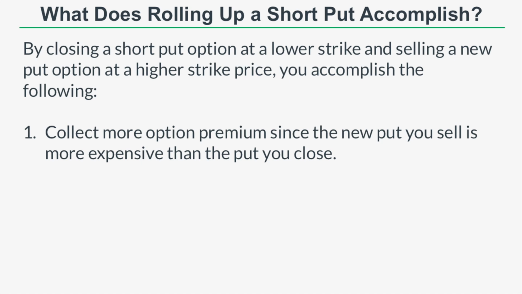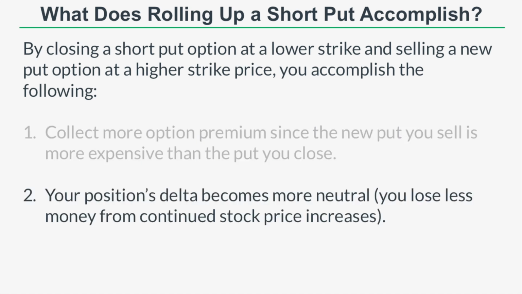Additionally, since the upper break-even price of a short strangle is the short call's strike price plus the net premium received, you also extend that break-even point on the upside, which means if the stock continues to rise, you'll actually have a higher break-even point, which gives you more room on the upside for the stock to appreciate. The second thing you accomplish when you roll up the short put option in a short strangle is that your position's delta becomes more neutral, and that means you will lose less money from continued stock price increases. Let's go through a couple examples so that you can fully understand what each of these points actually mean.